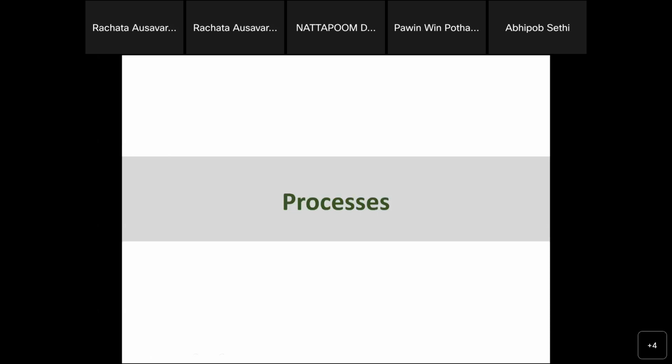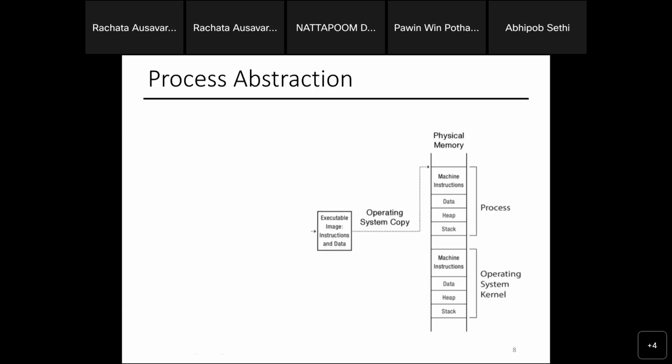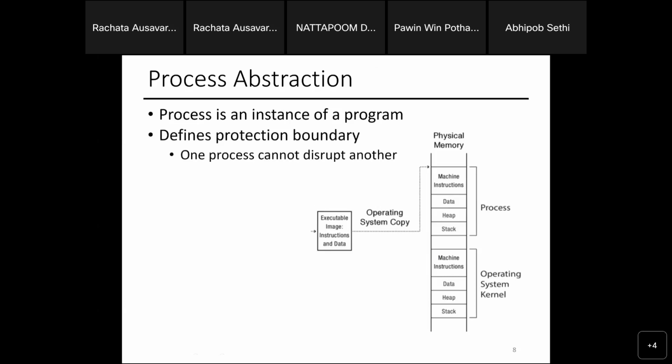Now, any question about the OS abstraction before we move on to processes and process management? All right. So here's the process abstraction. When you have a process, think of it as an instance of the program. It defines things like a protection boundary. You, by this point, should love the segfault as your friend that protects the memory from illegal access, basically. And one process cannot disrupt another process. And this is managed by the OS, which is a great thing.